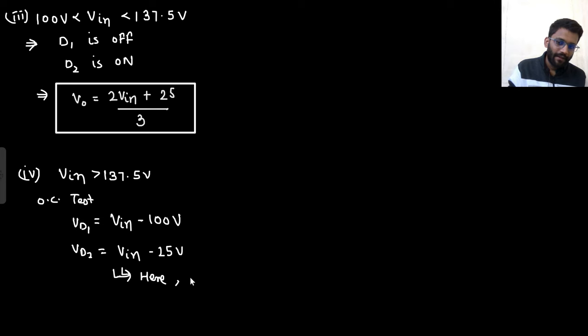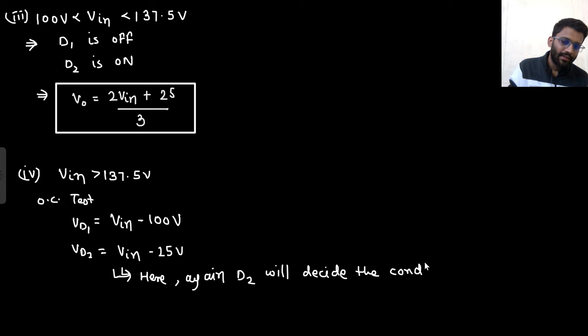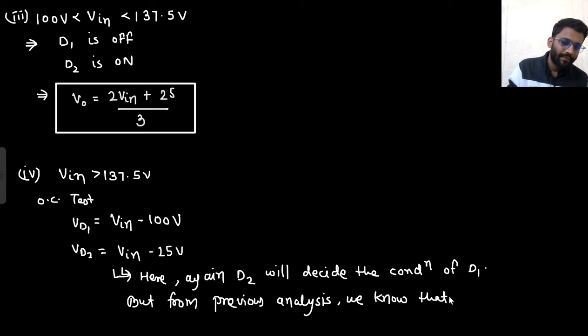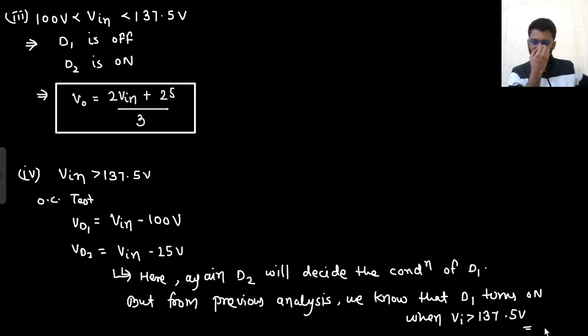Here again, D2 will decide the condition of D1. But from the previous analysis, we know that D1 turns on when V in is 137.5 volt, right? Now this is the same thing: D1 will turn on when V in is greater than 137.5 volts.